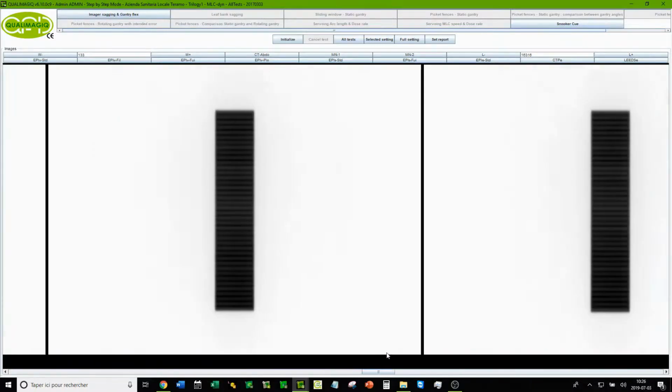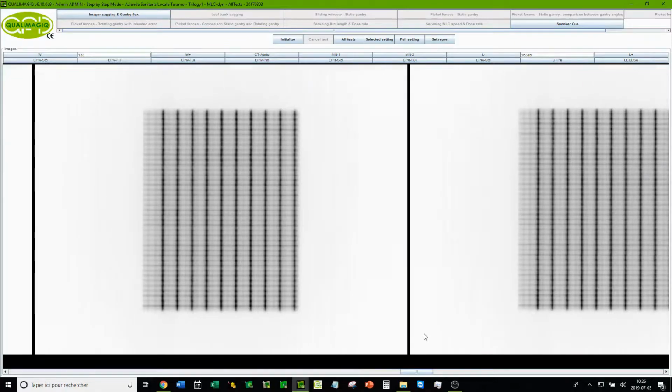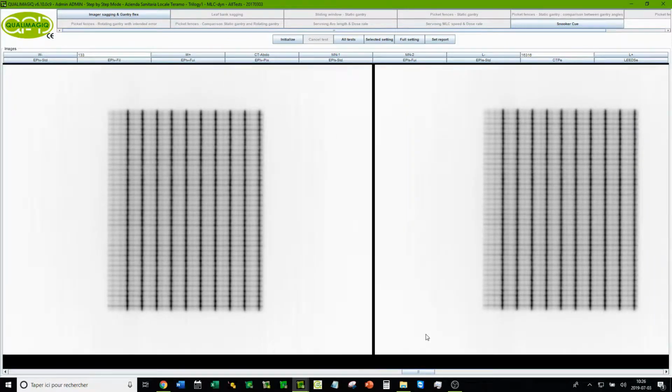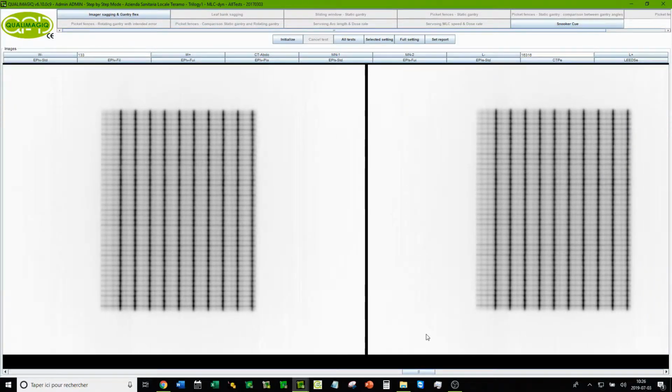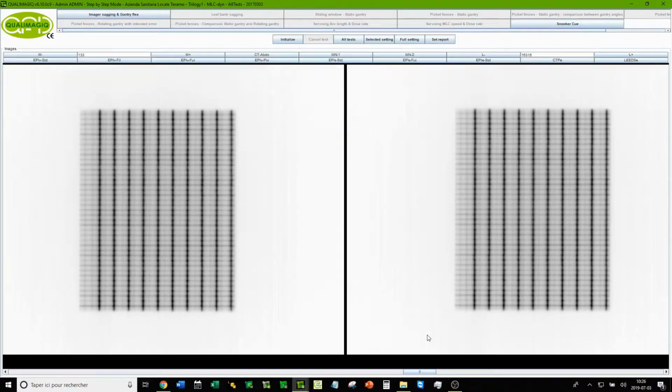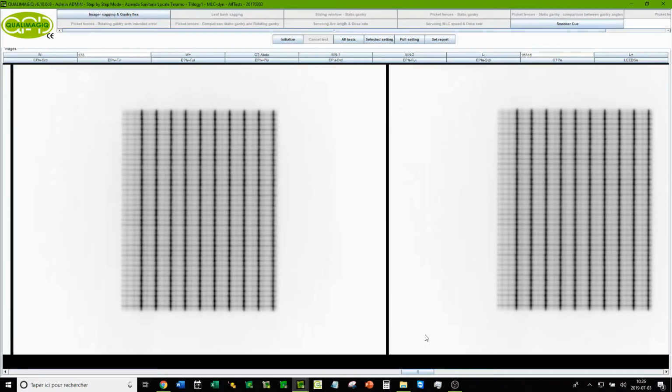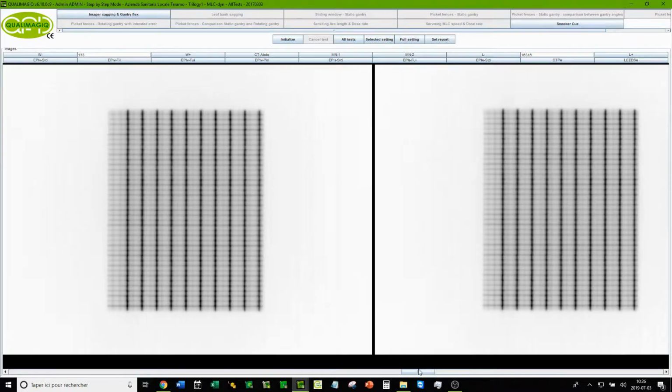The second test is named the picket fence test and sometimes the garden fence test. It controls the accuracy of the MLC used in dynamic mode. Once again, a 1 mm width slit moves very rapidly, stopping 10 times to deliver dose. This test is carried out in static mode at 4 cardinal gantry angles and then with a rotating gantry.